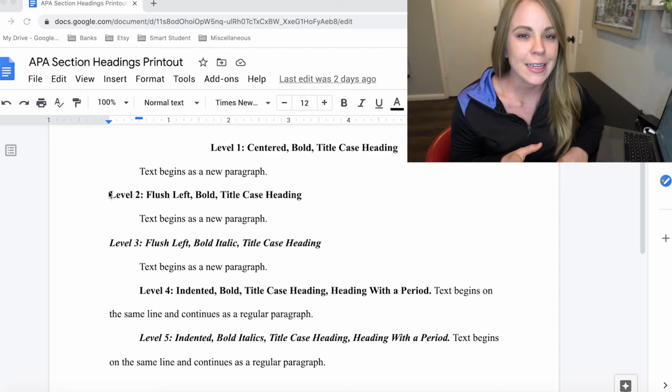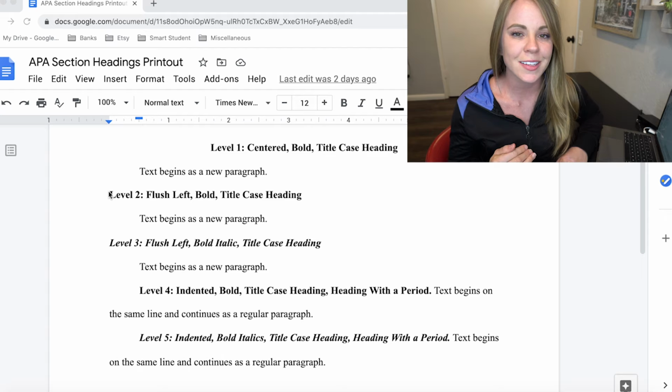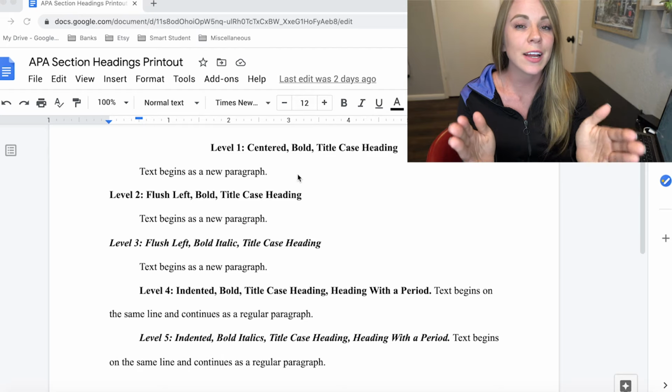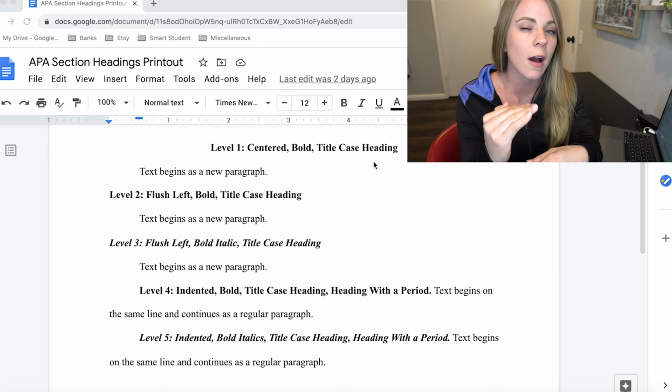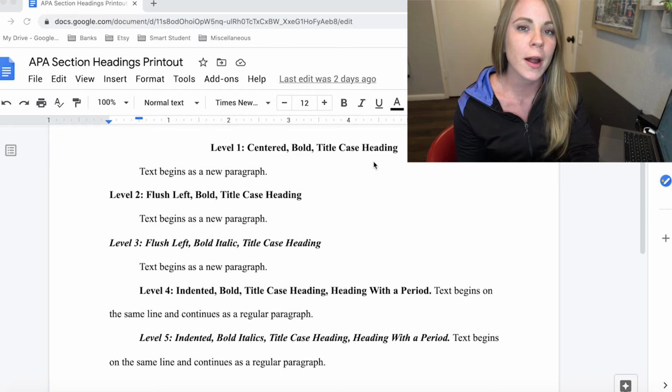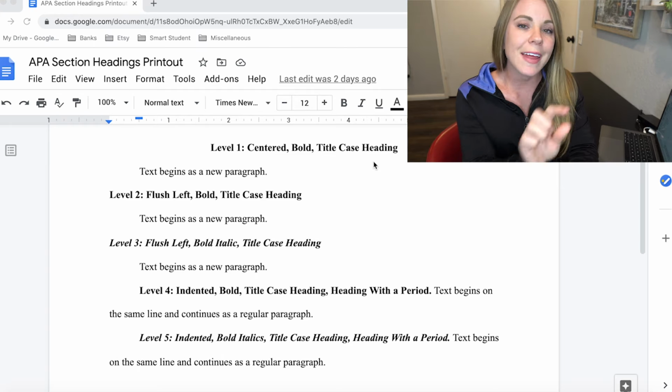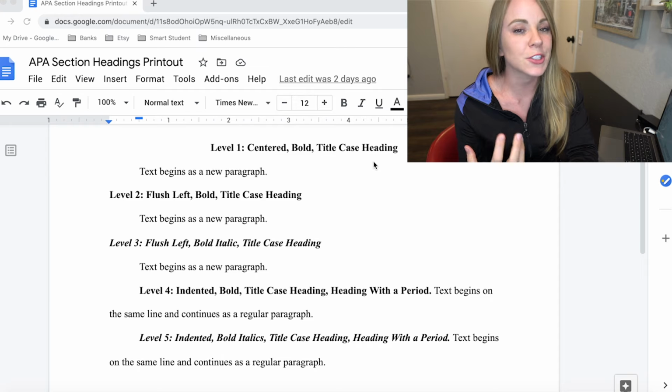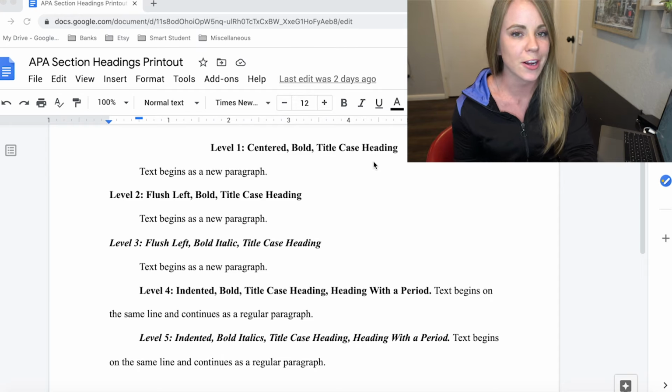A quick note that I'd like to make about level 1 section headings is that the introduction of your paper will always begin after the title entry. So under APA 7th edition, the title of your paper is to be included at the top of the first page in the body portion of your assignment. That title signifies the introduction portion, meaning you no longer have to write the word introduction anymore.